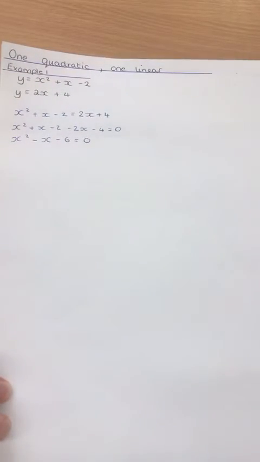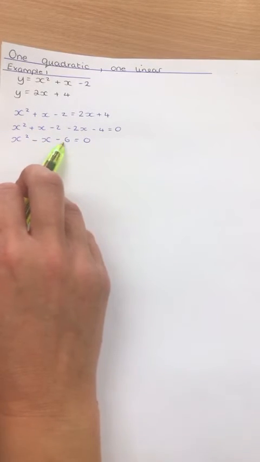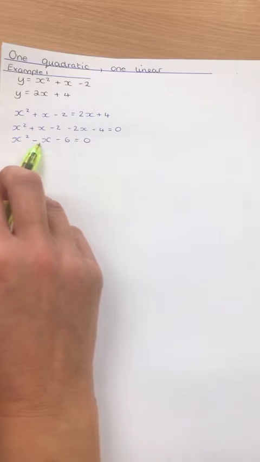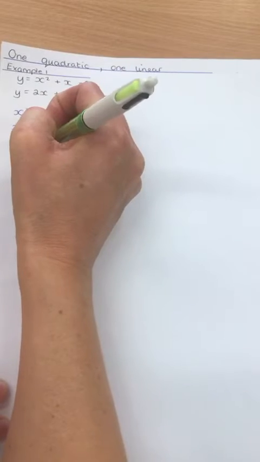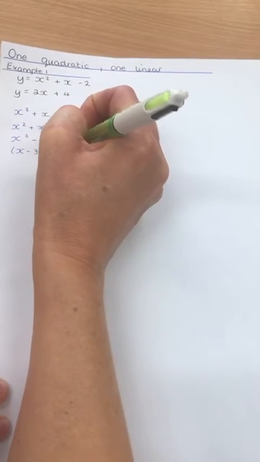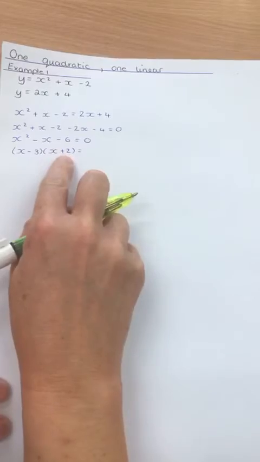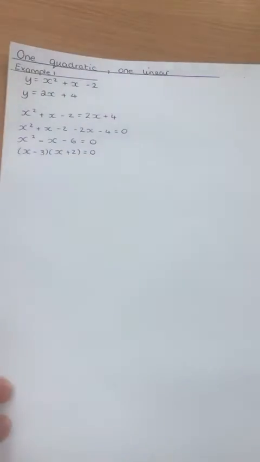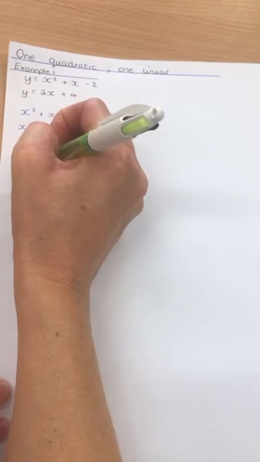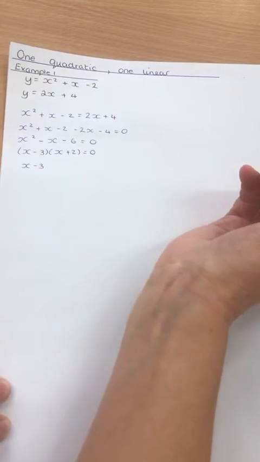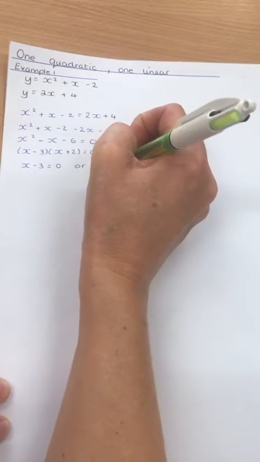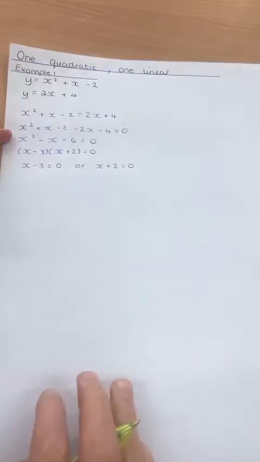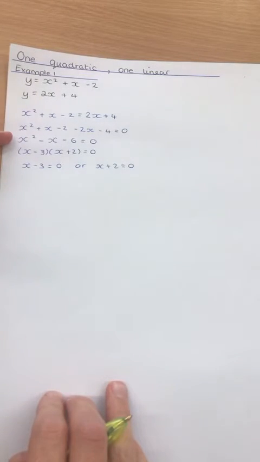From there, you need to remember how to factorise your quadratics. Remember, you're looking for two numbers. When you multiply them, you get the answer minus 6. When you add them, you get minus 1, which is the coefficient of the x. So I've looked at that, and I've worked out the two numbers I need, a minus 3 and a positive 2, and that equals 0. So now, to finish the question, to find my x's, I say x minus 3 equals 0, or x plus 2 equals 0.